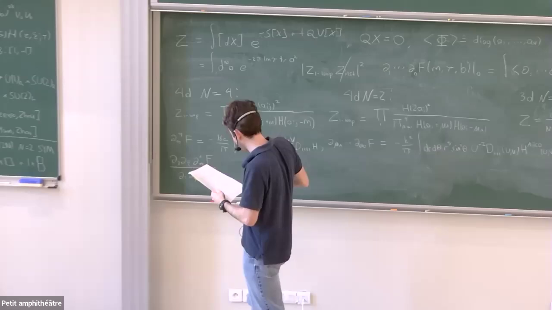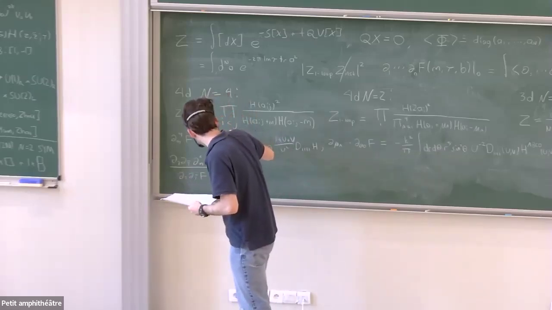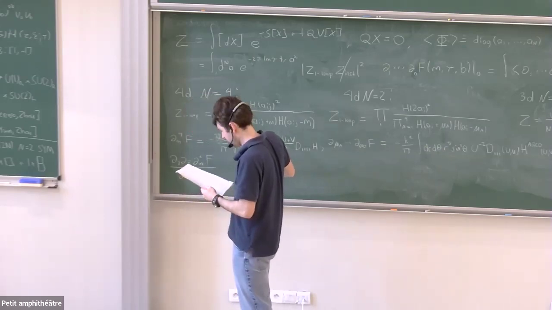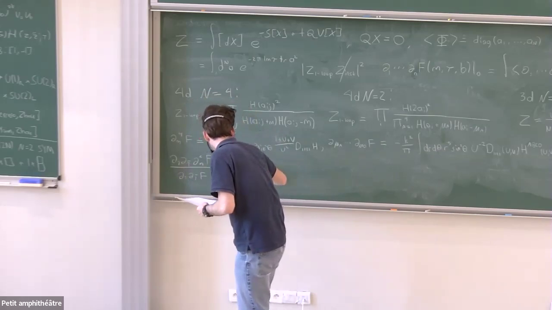Oh, okay. I made a mistake here. That should be c squared. This one should be c.